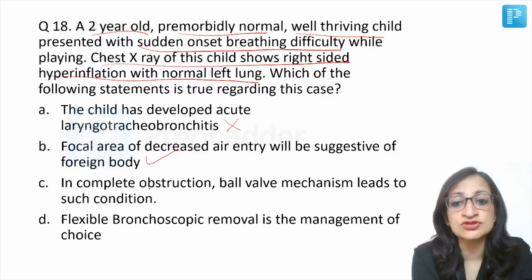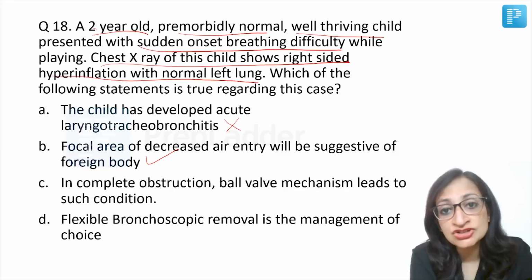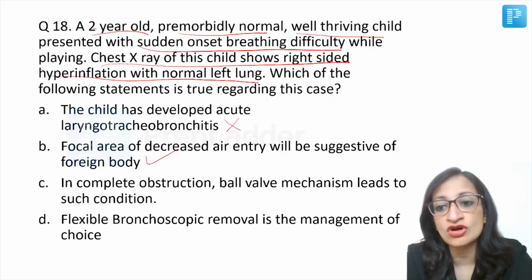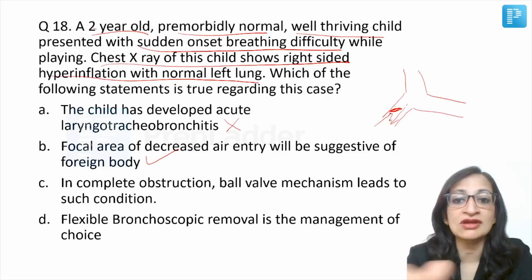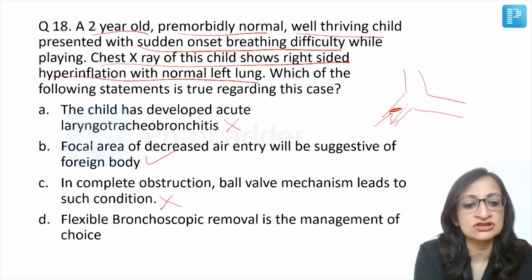In complete obstruction, ball valve mechanism leads to such condition? No. We know in a partial obstruction, partially obstructed bronchus, what happens? Air goes inside the bronchus. So partially obstructed bronchus, what will happen? The ball valve or trap valve mechanism will be there, where air can go inside the bronchus but cannot come out. So in this case, there can be hyperinflation. So complete obstruction will not lead to this condition.